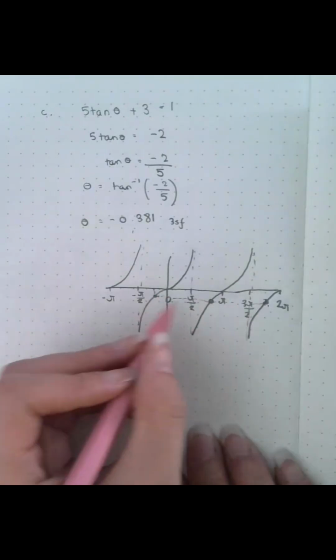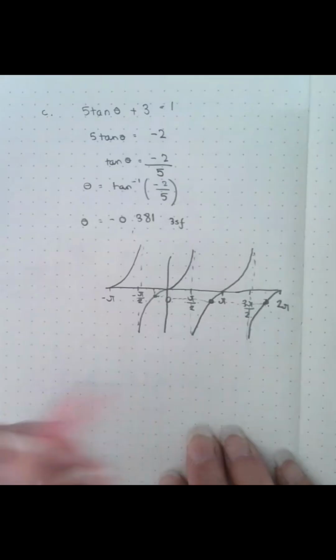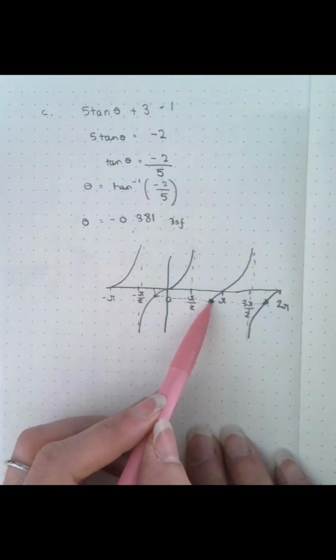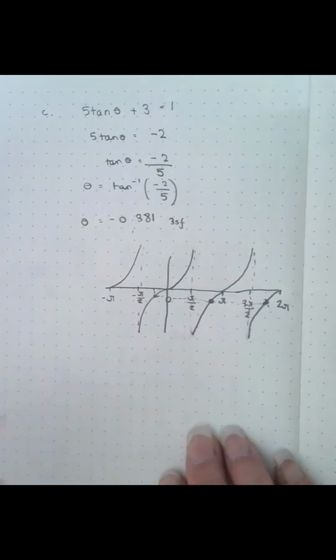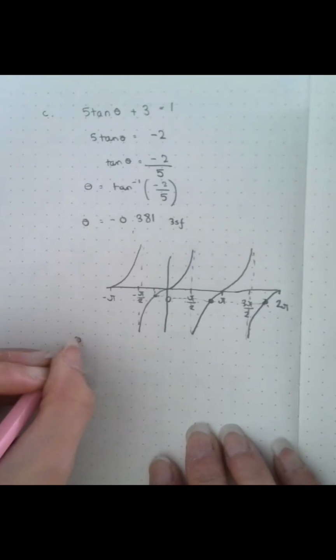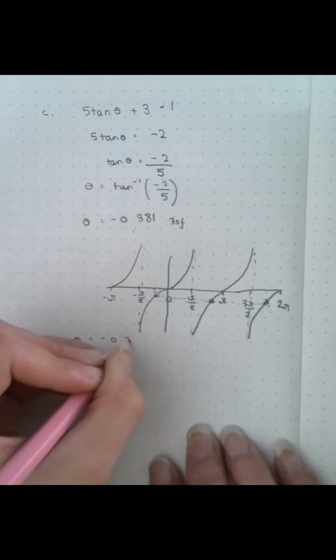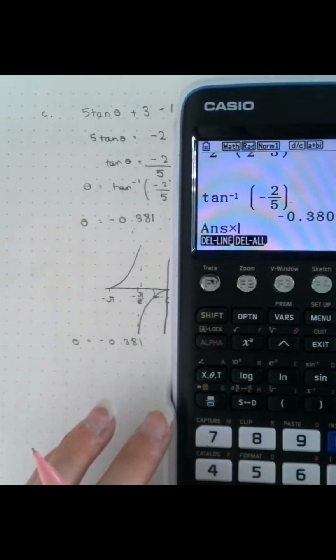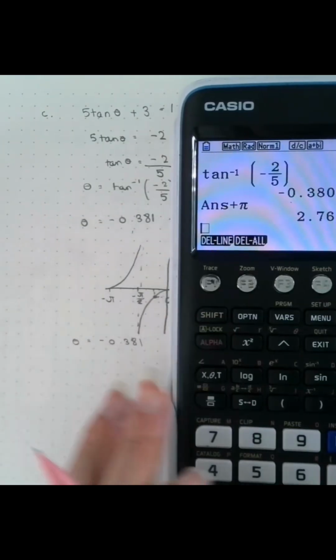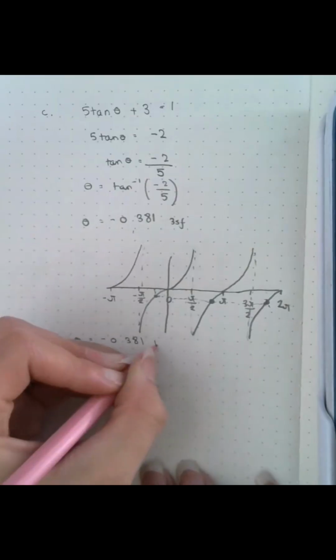So what we can actually do for tan is we can just add pi on to everything, so we get it in our range. So we need to add a pi to get to here and a pi to get to here. So let's do that. So let's do our minus 0.381, add pi to that. So that will get me one solution.